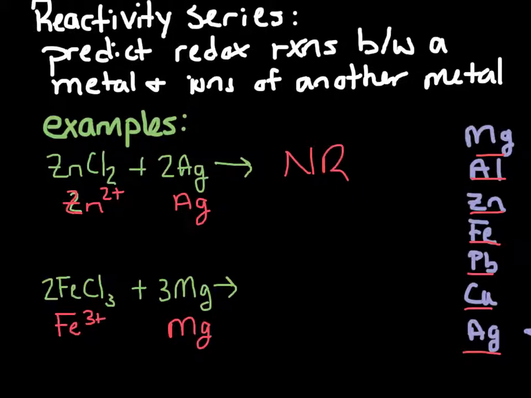So does magnesium have the power to give its electrons to another metal? Go to the reactivity series and you see that magnesium is at the top, iron is below it. Therefore, magnesium is the stronger reducing agent. Therefore, it oxidizes easily, meaning it's going to shove its electrons onto iron, causing a reaction to move forward. So we're going to get magnesium chloride, and iron is going to precipitate out.